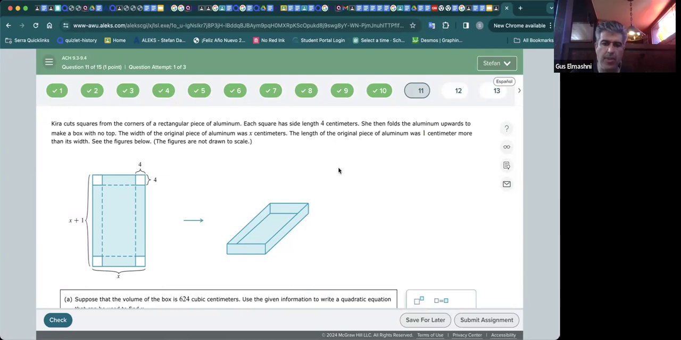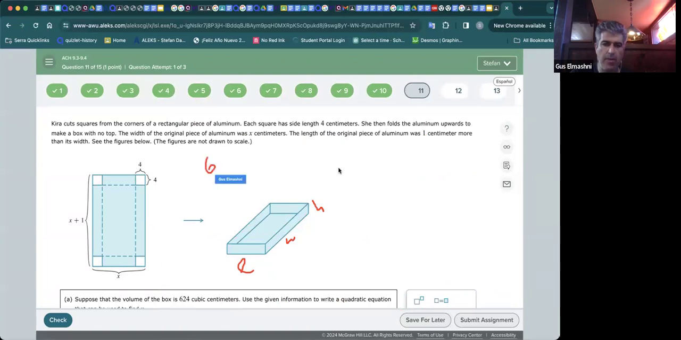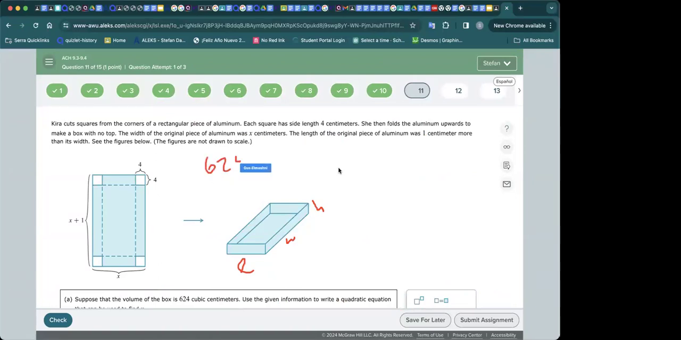So we need the length, the width, and the height. The total volume is 624. Then you divide that by, no, you can't divide because it's not a perfect square.